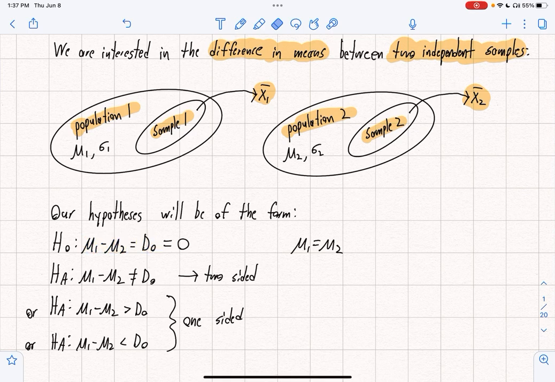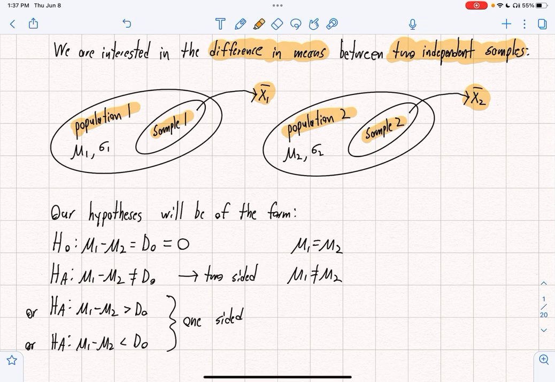And in this case, our alternative hypothesis is that mu1 minus mu2 is not equal to this difference, or 0. So another way of writing this is that we think mu1 is not equal to mu2. And this would be, of course, a two-sided test, right? We just think that they are different from one another. We don't know which one's bigger. We're just saying they are different from one another.